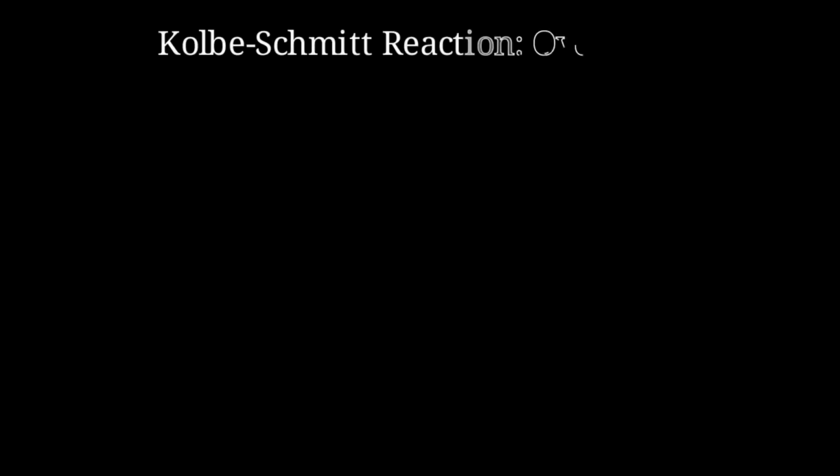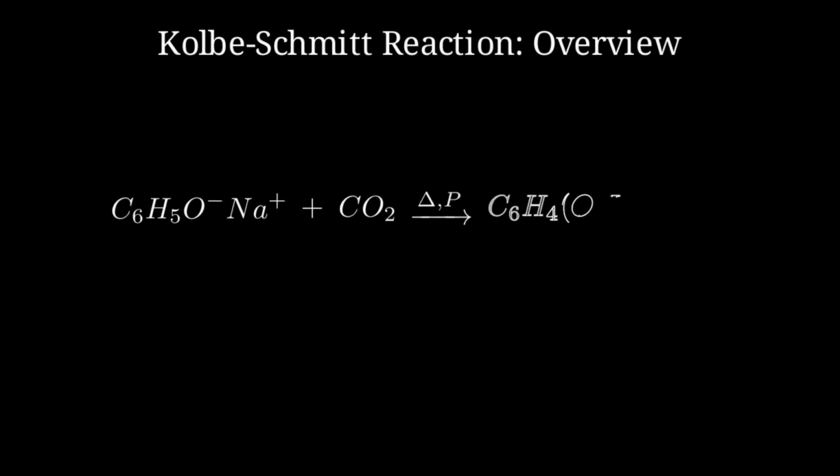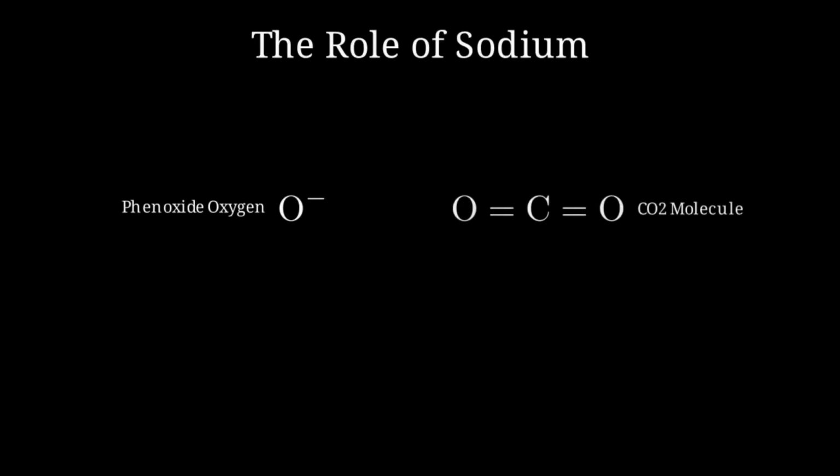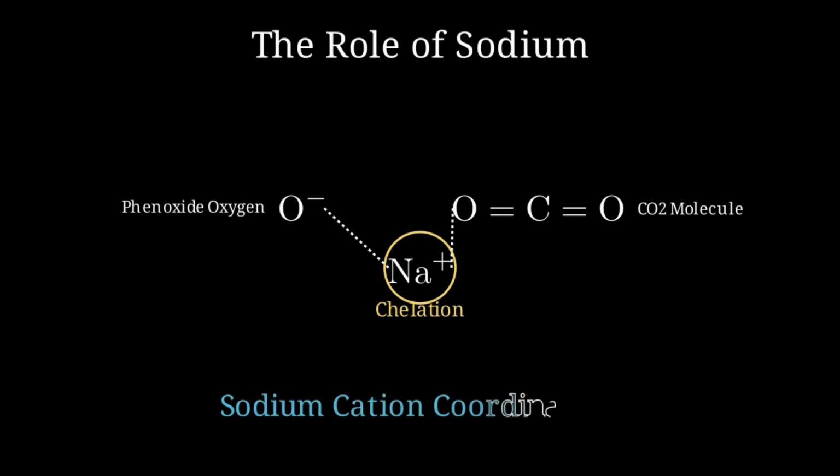Next, we have the Kolbe-Schmidt reaction. This process involves the carboxylation of sodium phenoxide using carbon dioxide under pressure, ultimately producing salicylic acid, a key ingredient in skincare and aspirin. A critical detail is the use of sodium phenoxide. The sodium cation coordinates with both the oxygen of the phenoxide and the oxygen of carbon dioxide. This alignment directs the CO2 specifically to the ortho position.